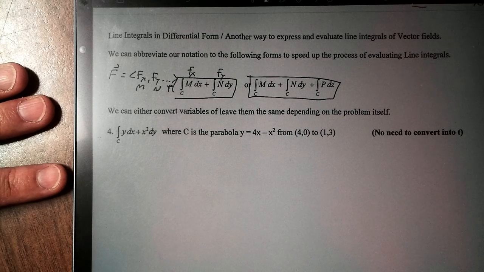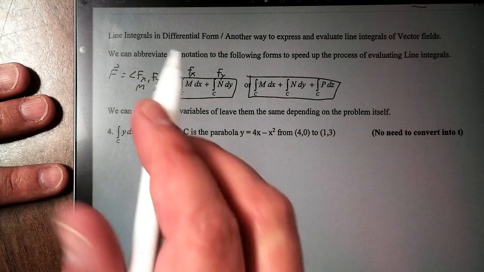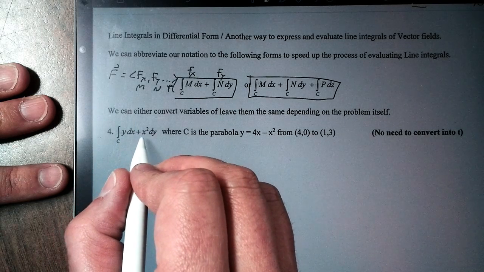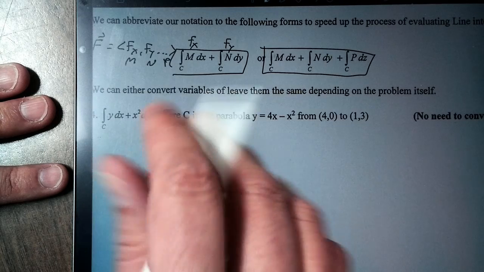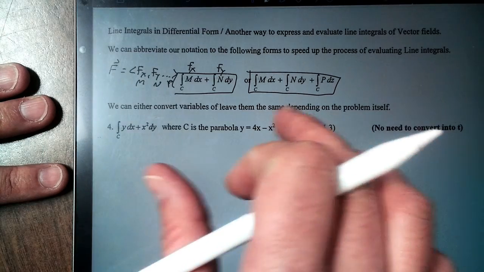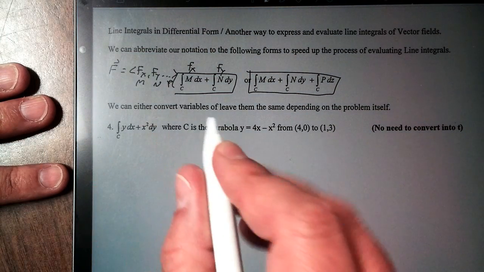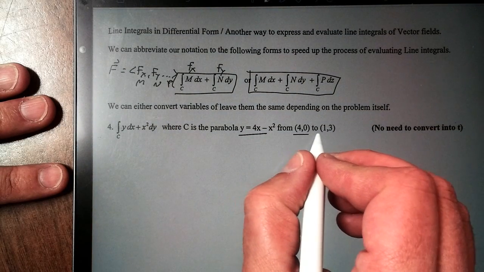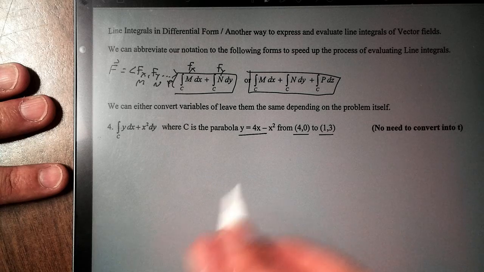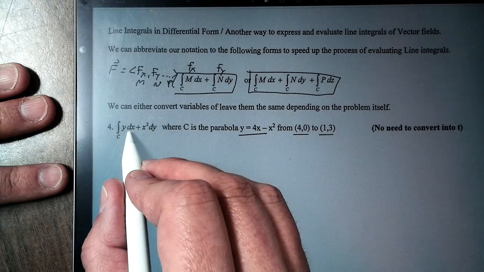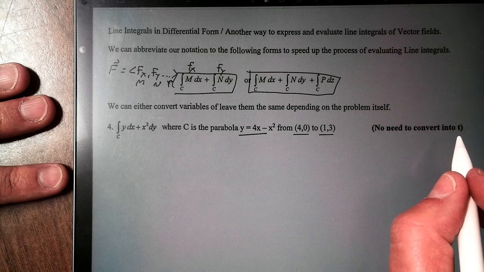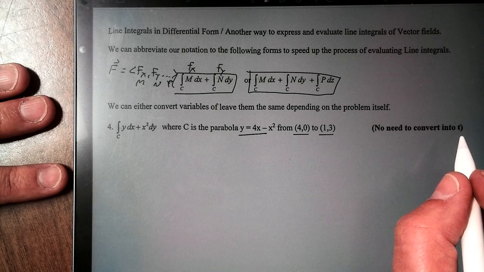So let's take a look really quickly at question number 4. We want to evaluate the line integral y dx plus x squared dy. Again, these are just our set of partials right here, where our curve is this parabola from (0, 4) to (1, 3). Now, notice everything's in terms of dy and dx here, and so is my path. So I don't need to convert this to a parametric if I don't want to.